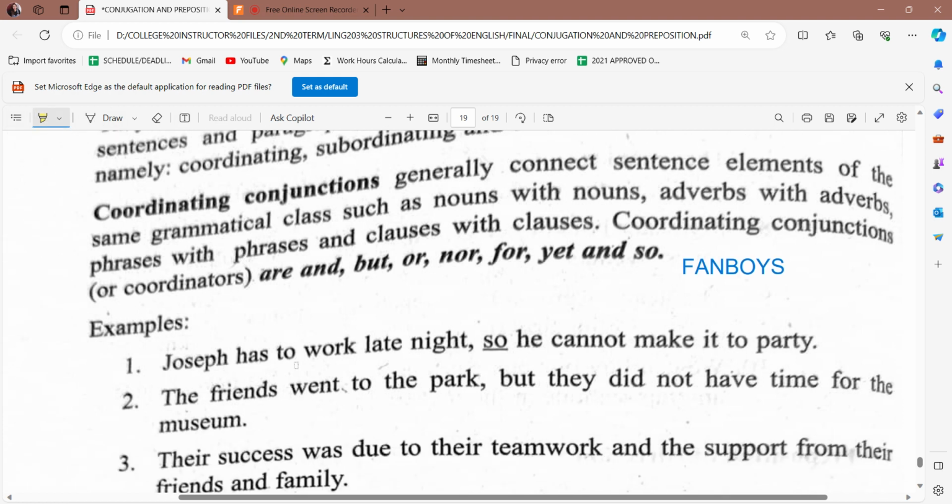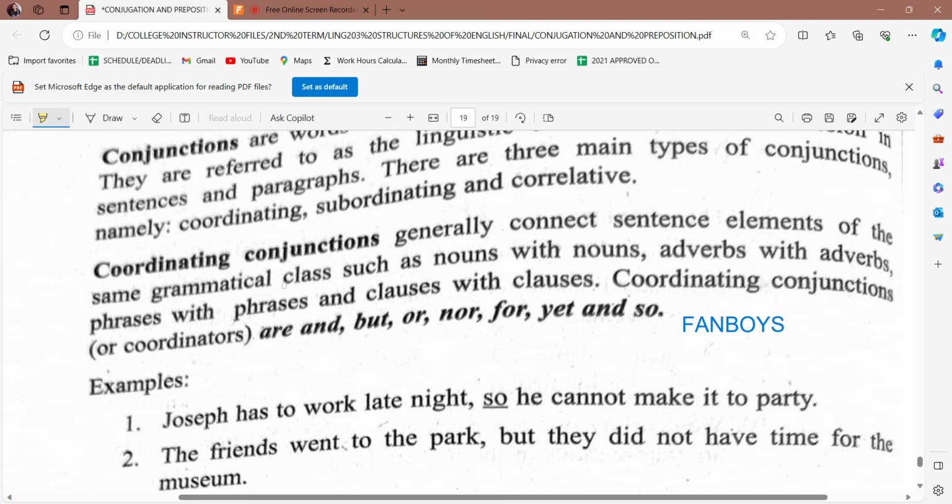So, examples. Joseph has to work late night, so he cannot make it to the party. Again, I'm going to read to you the coordinating conjunction: these generally connect sentence elements of the same grammatical class. These are two independent clauses that are connected by a coordinating conjunction. Independent clauses are groups of words that can stand alone, meaning they are already sentences.